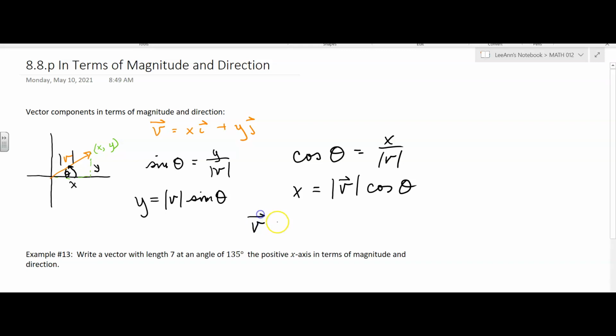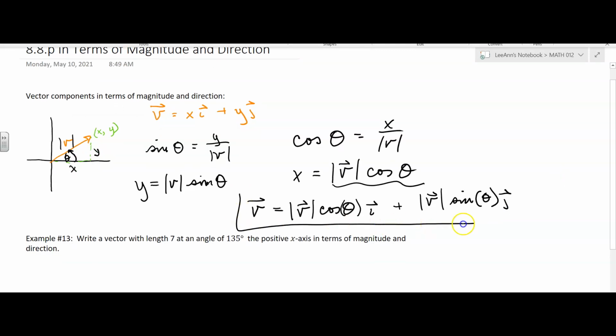So your vector v is going to equal x, okay? So magnitude of v cosine theta times i. Now, I would like parentheses here. I noticed in the book they didn't put the parentheses in, but I think it makes it a little clearer to see. It's the cosine of theta, whatever that is, times that unit vector for i, plus, and then you're going to have magnitude of v sine theta times j, the j vector, okay? So this is what you want to remember, but that's where it all comes from.